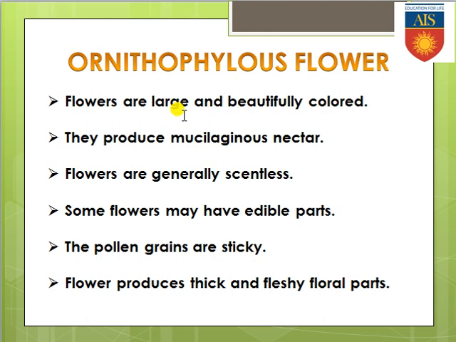Those floral parts are all thick and fleshy, so that when the birds are consuming the cell sap from the flower, at that time that mucilaginous nectar also goes inside their body, as well as that specific mucilaginous nectar gets associated with their beak, and that is happening accidentally. The birds actually do not know about this. So this is overall the ornithophilous flower and the type of pollination, that is ornithophily.